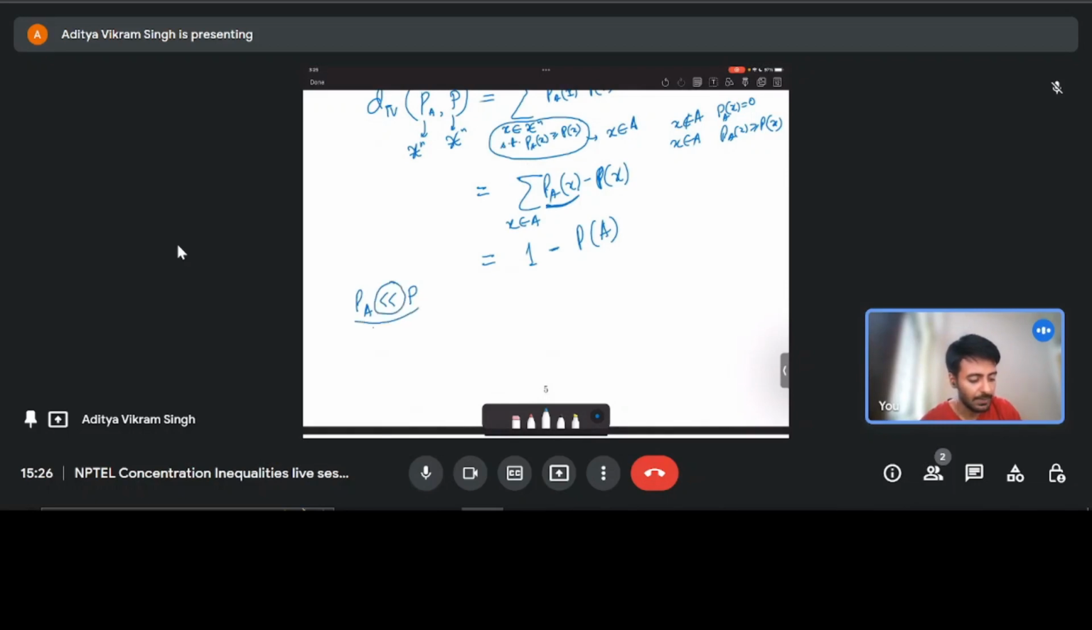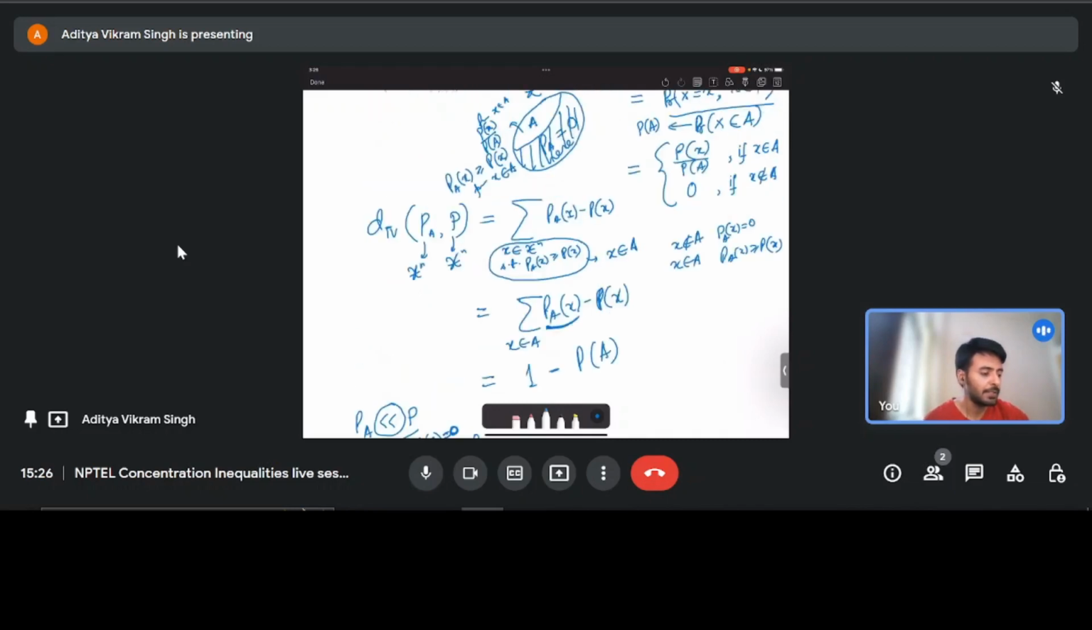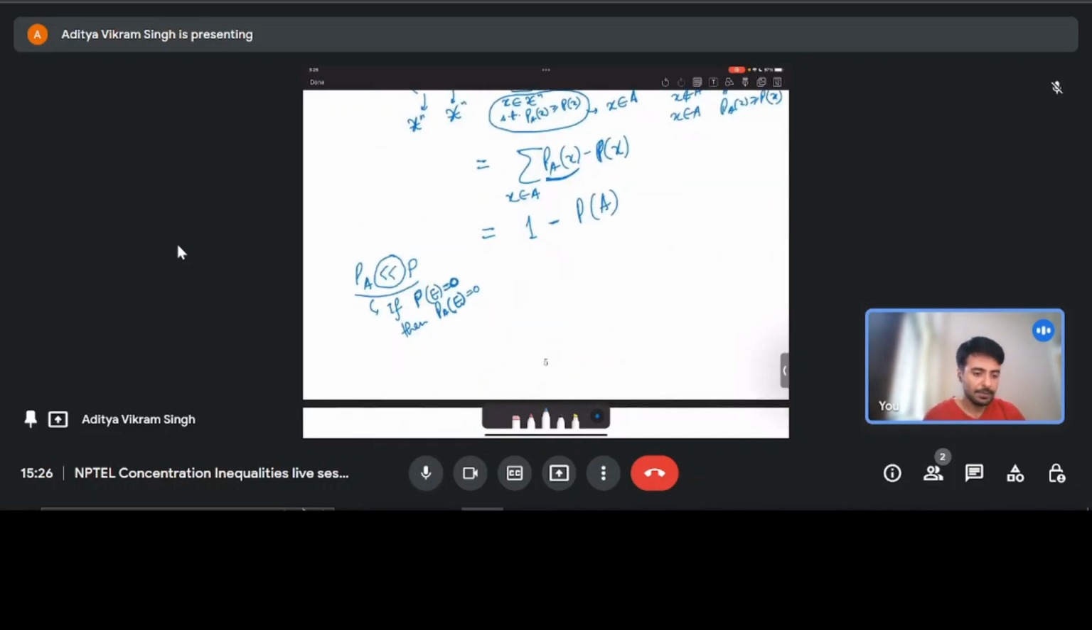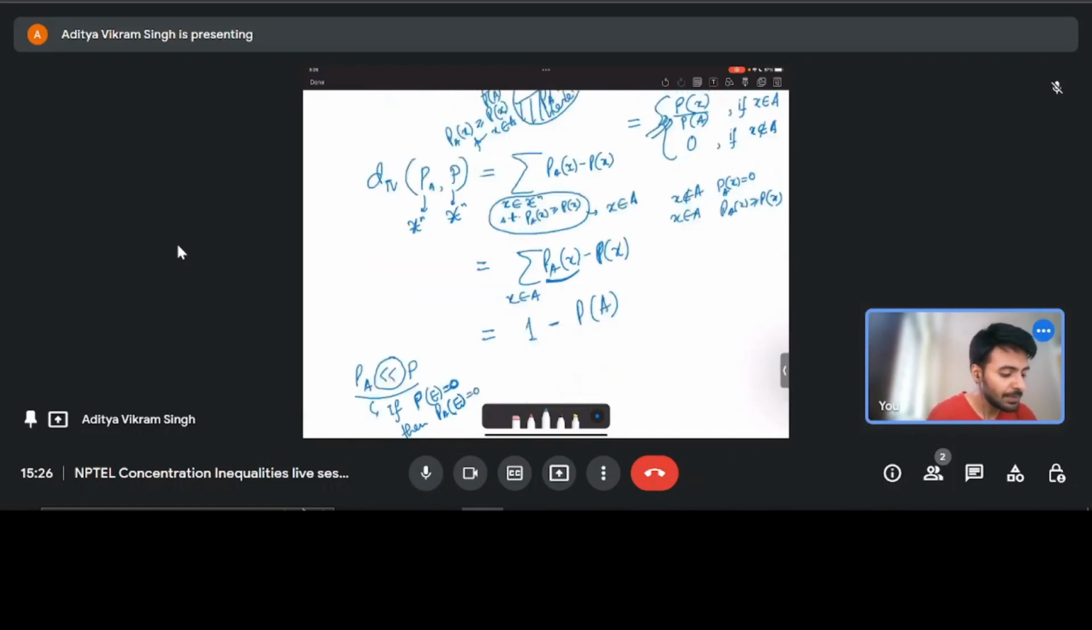What this statement means is that if P of an event is 0, then PA of that event should also be 0. And this is true. So if the original probability is giving 0 probability to an event, you cannot make it non-zero by just conditioning it, because conditioning it just makes it P of x by P of A, as we saw above. So this is always true. So PA is absolutely continuous with respect to P, so we can compute the KL divergence.